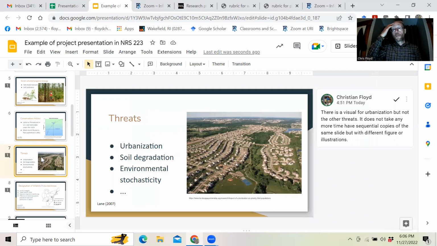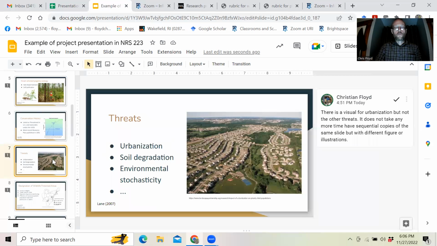Here we go, threats. What are the threats to it? Urbanization. That's a nice picture showing urbanization. Then they say soil degradation and environmental stochasticity. And then I'm not sure what this is showing here, just other things. But notice there are no other slides.